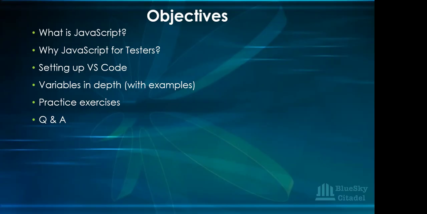And we'll see how we can set up our VS Code for JavaScript, and we'll look into variables in depth. We'll talk about different types of variables. How can we declare variables in JavaScript? We'll do some exercises, and it would be great if we can finish those exercises in the class. We'll have some question and answer session later in the class.